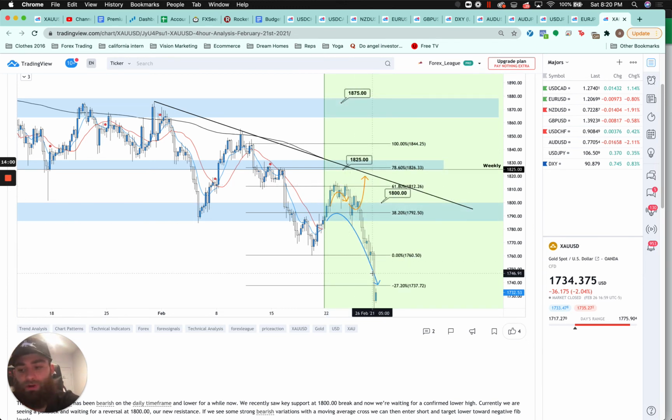So we are trend traders. Stick with the trend here, guys. This thing clearly was trending very bearish on the 4-hour time frame. So that is all our analysis from this past week, guys.